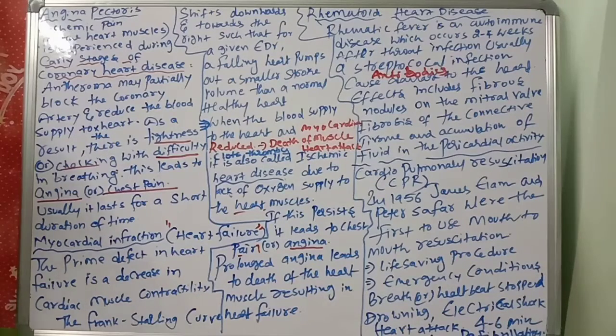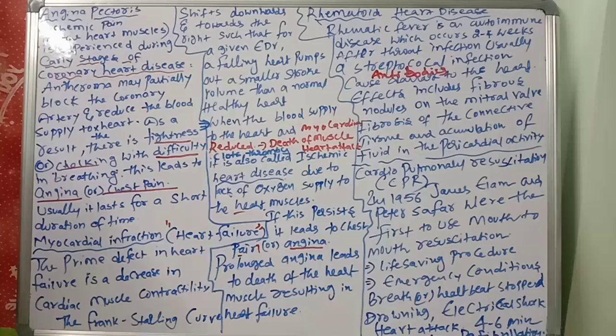Next, cardiopulmonary resuscitation. What is this method? That one we will be discussing. Cardiopulmonary resuscitation means CPR. In 1956, James Elam and Peter Safar were the first to use mouth-to-mouth resuscitation.